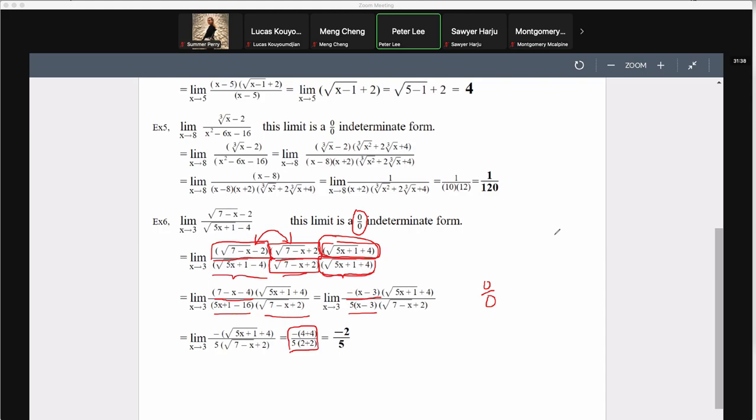Any questions? I have a question for example 5 still. Okay, what is your question? I was just a little confused about how the numerator changed from the second part of it to x minus 8. Okay, good question. So what I'm going to do is I'm going to do that.